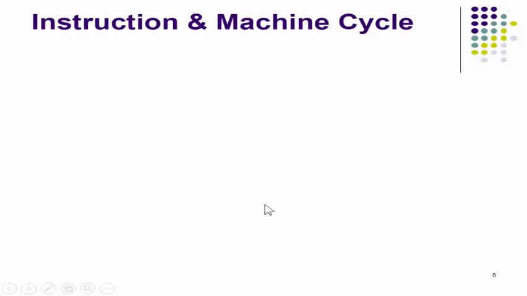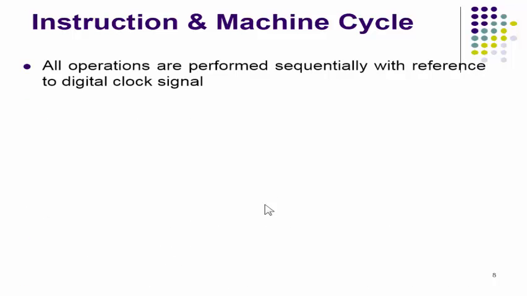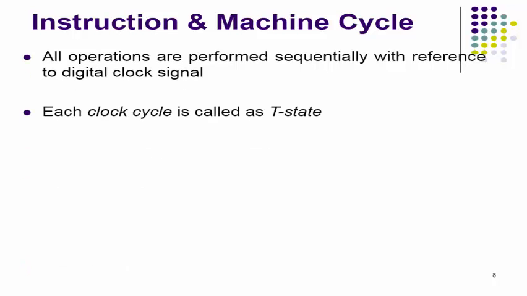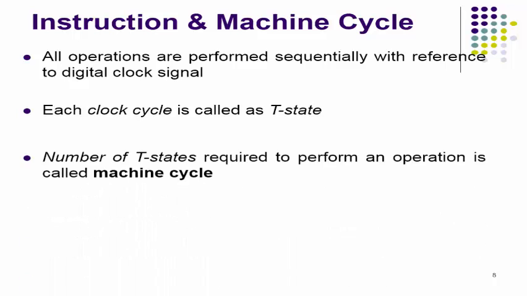After this signal representation we will move towards the instruction cycle and machine cycles. To draw the timing diagrams for the instructions, you should know the various machine cycles observed with the 8085 microprocessor. As we know, all operations are performed sequentially with reference to the digital clock signal, and each clock cycle is called a T state.